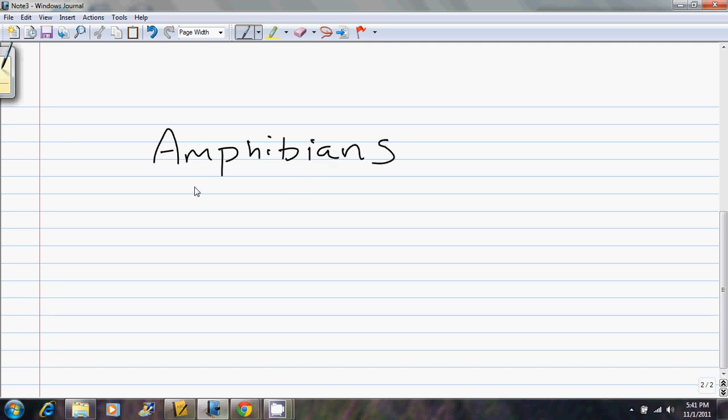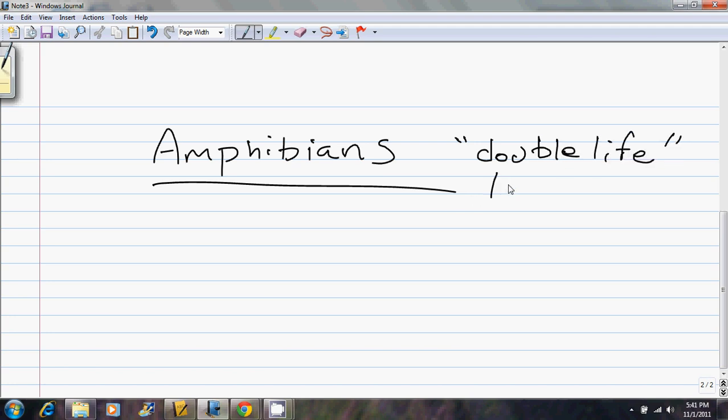And amphibians, simply what it means is double life. Meaning it has a life on the land and it has a life in the water. And now you may say, well, what about a turtle? A turtle's not an amphibian, but it has a double life. It lives on the land and water.